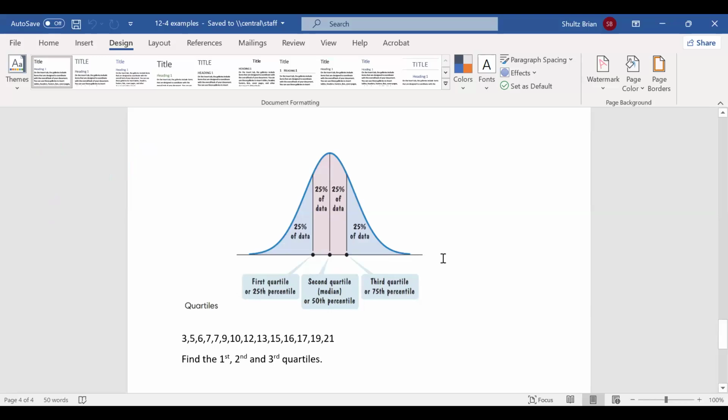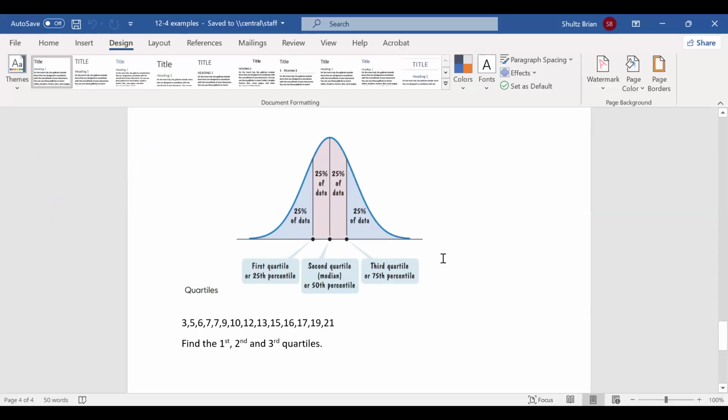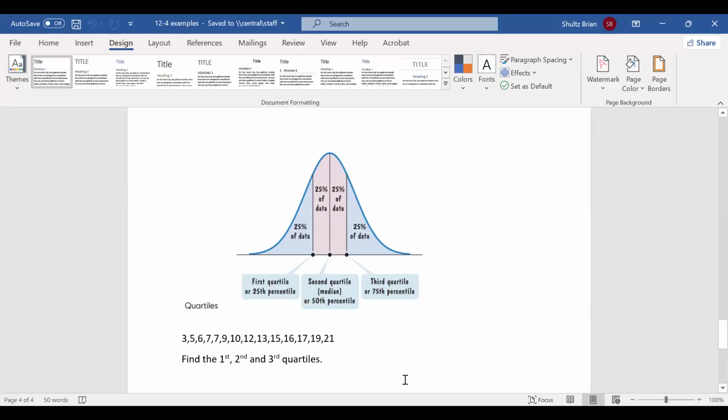So we're going to talk about quartiles now. And I'm going to come back here because it says to find the first, second, and third quartiles of this data right here. The second quartile is the mean, it is right here. That's the second. We always talk about these, and the mean or the median are all the same when we're talking about the standard deviation. So the mean is the second quartile.